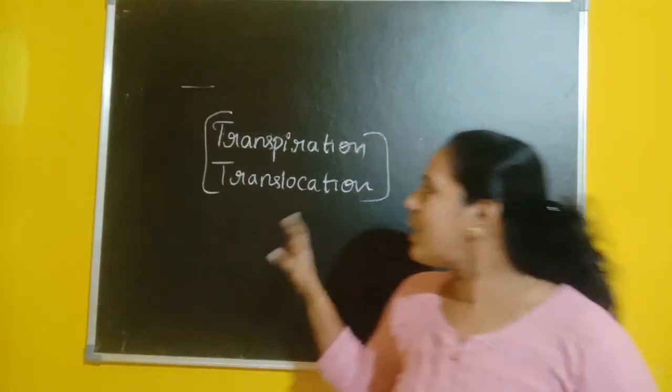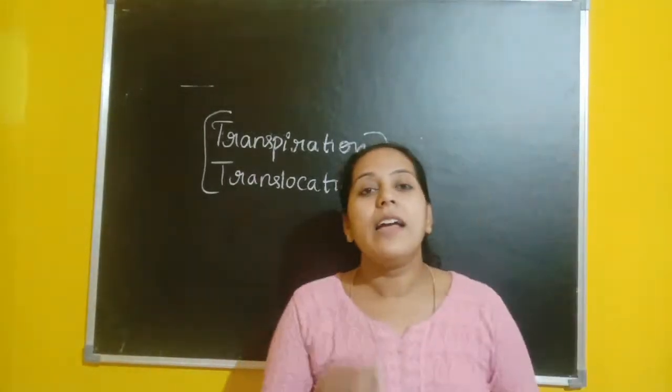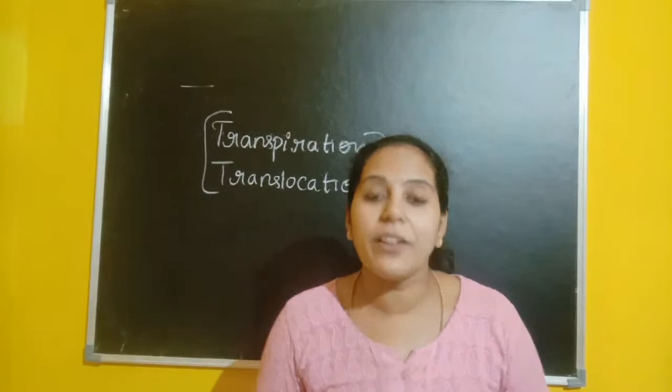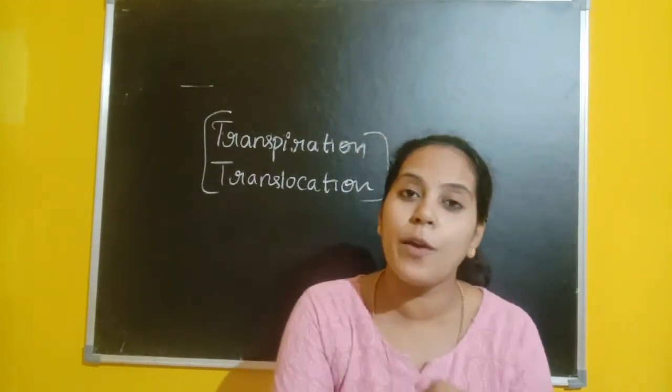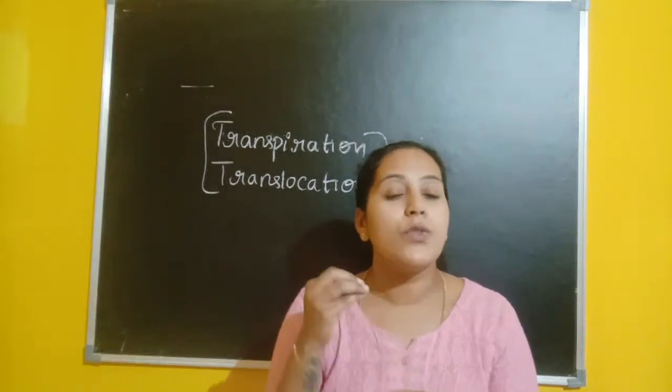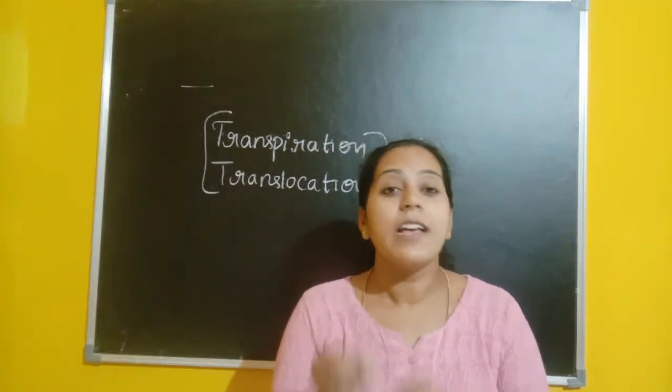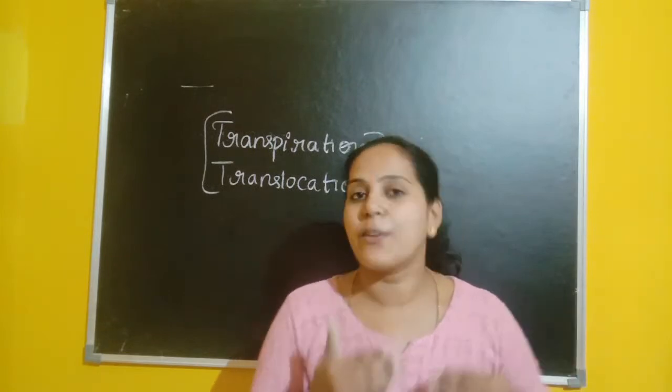ಓಕೆ, ಸೊ ಟ್ರಾನ್ಸ್ಲೋಕೇಶನ್ ಏನಾಗುತ್ತೆ? ಬಿಕಾಸ್ ಆಫ್ ದ ATP ಮಾಲಿಕ್ಯೂಲ್ಸ್ ಆಸ್ಮೋಟಿಕ್ ಪ್ರೆಷರ್ ಕ್ರಿಯೇಟ್ ಆಗುತ್ತೆ. ಆಸ್ಮೋಟಿಕ್ ಪ್ರೆಷರ್ ಏನ್ ಮಾಡುತ್ತೆ? ಇಟ್ ಮೇಕ್ ದ ವಾಟರ್ ಟು ಮೂವ್ ಇನ್ಸೈಡ್ ದ ಫ್ಲೋಯಿಮ್ ಟಿಶ್ಯೂ. As a result of it, the soluble products of photosynthesis will be transported to different parts of the plant body.